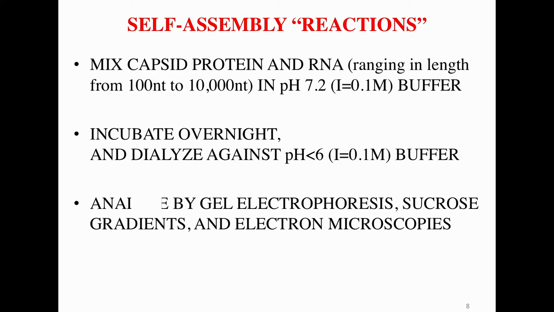And then dialyze against lower pH. What happens at neutral pH is that the RNA is saturated by capsid protein, and you lower the pH heading towards the isoelectric point of the protein, and you enhance the lateral interactions between the proteins that are bound on the RNA. And then you have the formation of capsids. And you analyze the assembly products with gels, sucrose gradients, or looking directly at what you have.